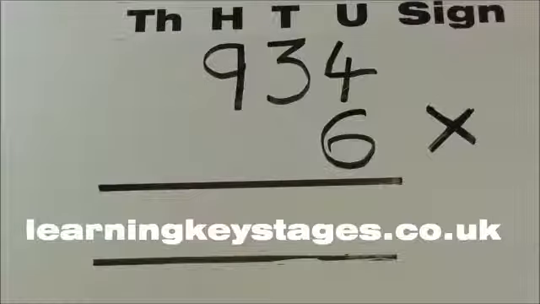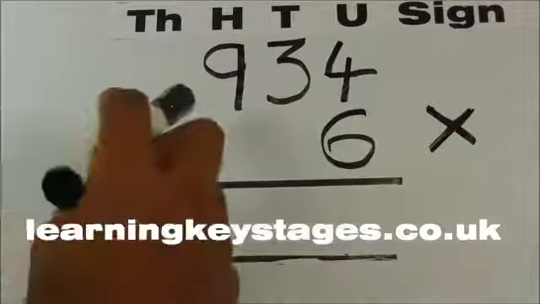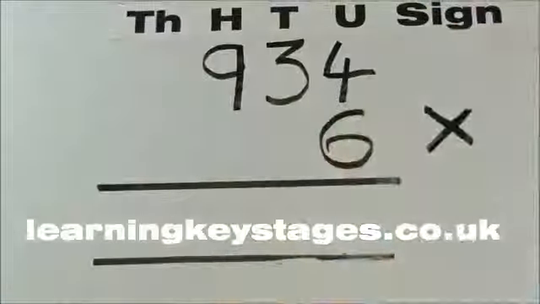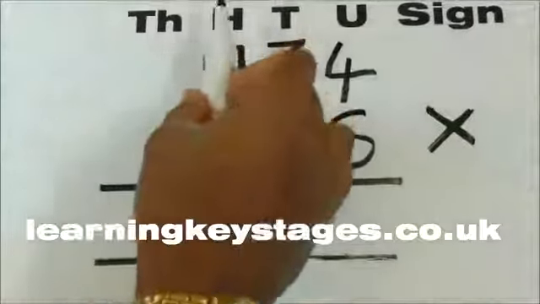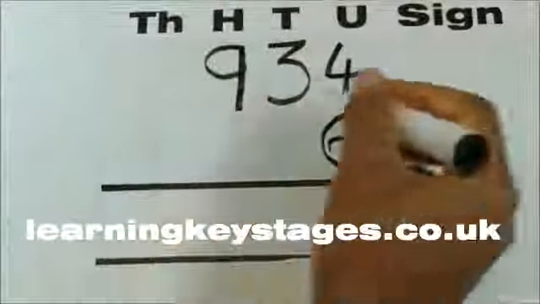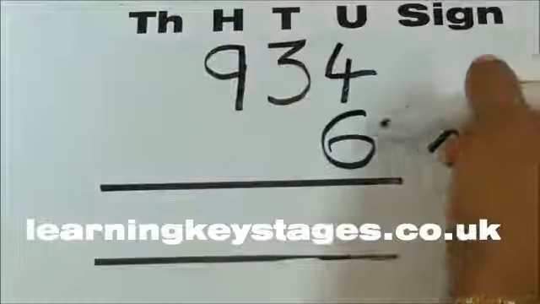This is an example of short multiplication. We're going to multiply 934 multiplied by the 6. We'll lay it out as follows with your thousand, hundreds, tens and units columns laid out here and your sign here. Begin with 4 multiplied by 6.